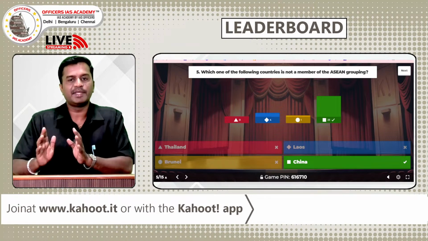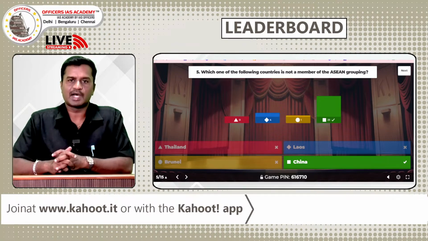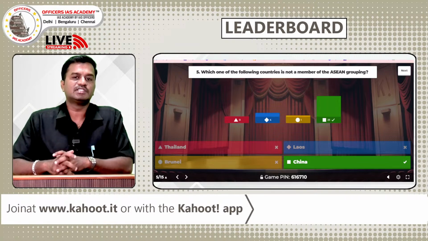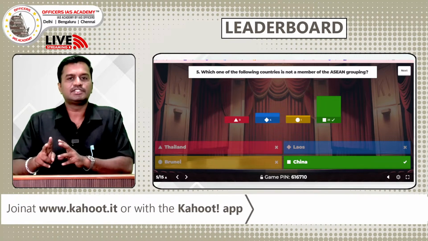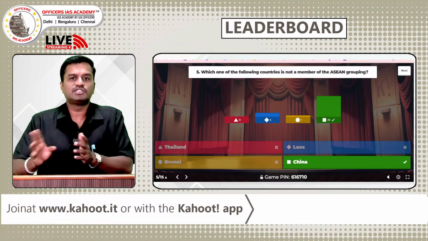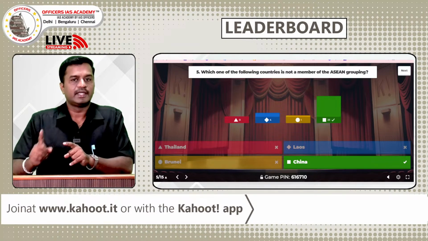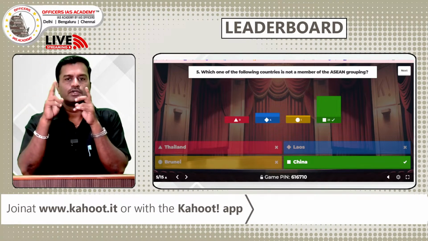So this grouping is called ASEAN. China is not a part of ASEAN. Geographically, China is a part of the region East Asia. But both East Asia and Southeast Asia are parts of the larger region called Asia Pacific. Okay, so Asia Pacific consists of two larger regions.